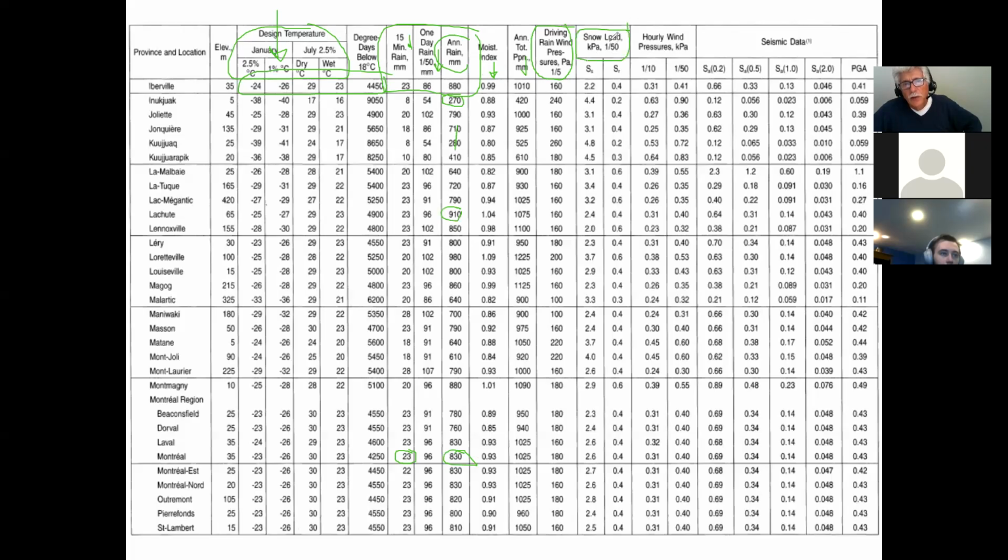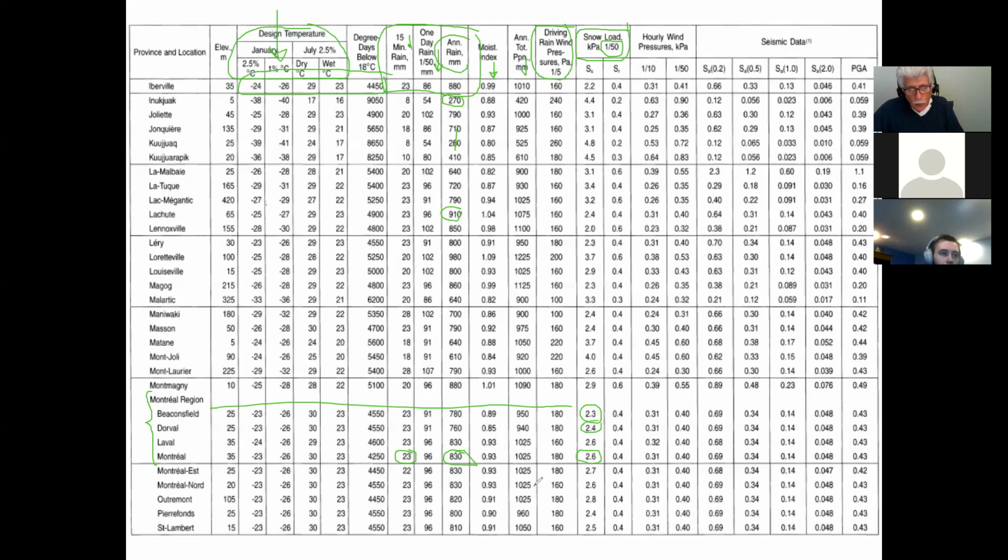Now you see here that 1 in 50 means that this is the recorded amounts that happened within a 50-year period, or can occur once every 50 years. And therefore, if you want to know what the snow load is in Montreal, look down here. What's interesting is that for Montreal, it's 2.6 kPa. But when you go out to Beaconsfield, which is still on the island of Montreal, they only have 2.3 kPa. If you go to Dorval, they have 2.4.